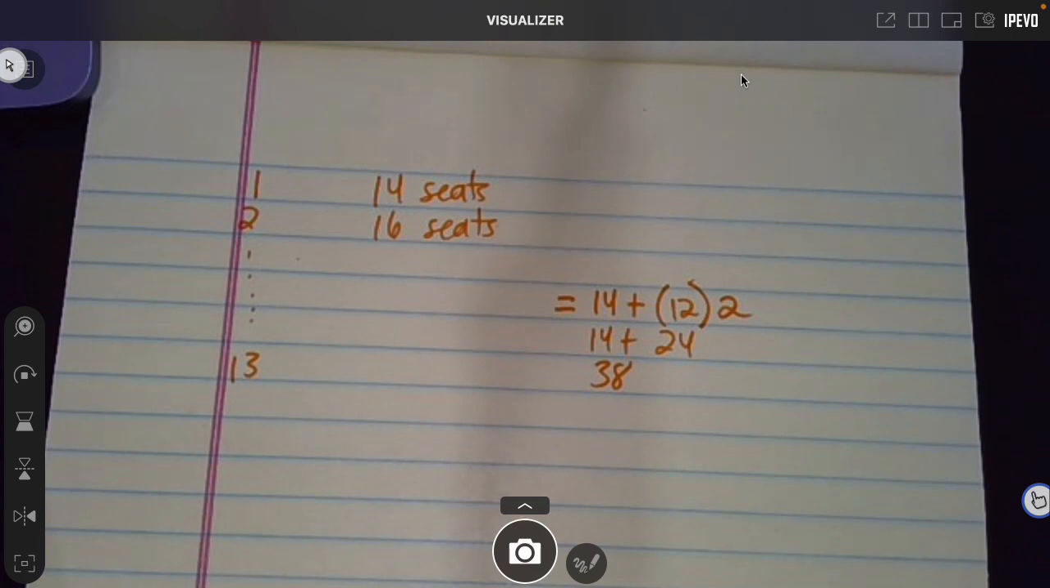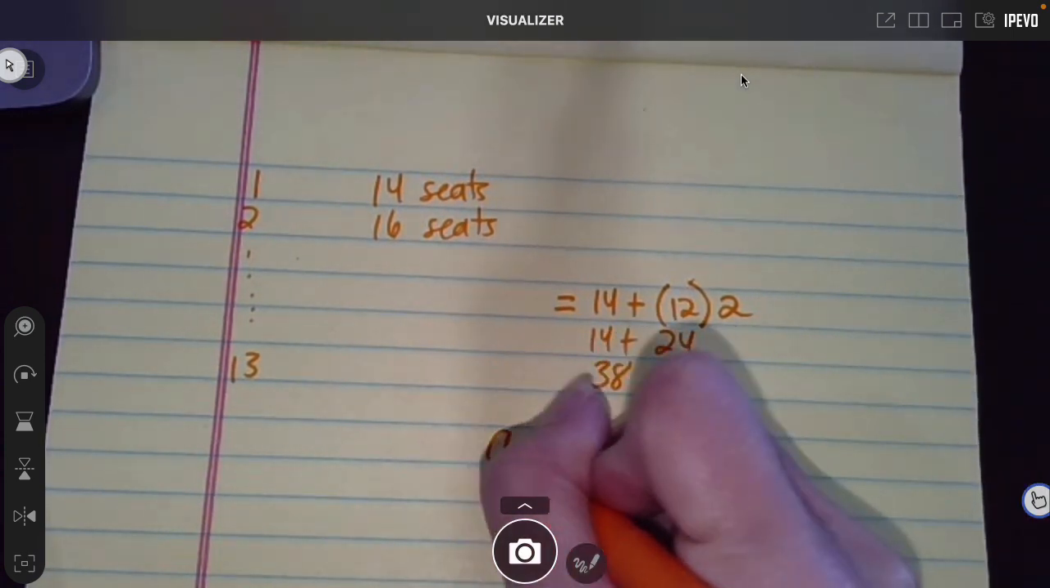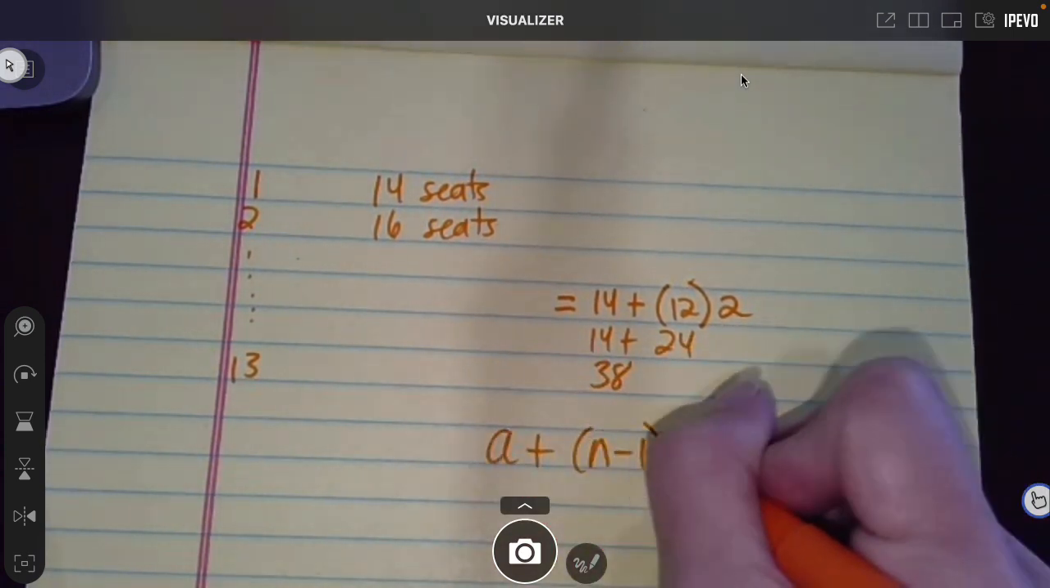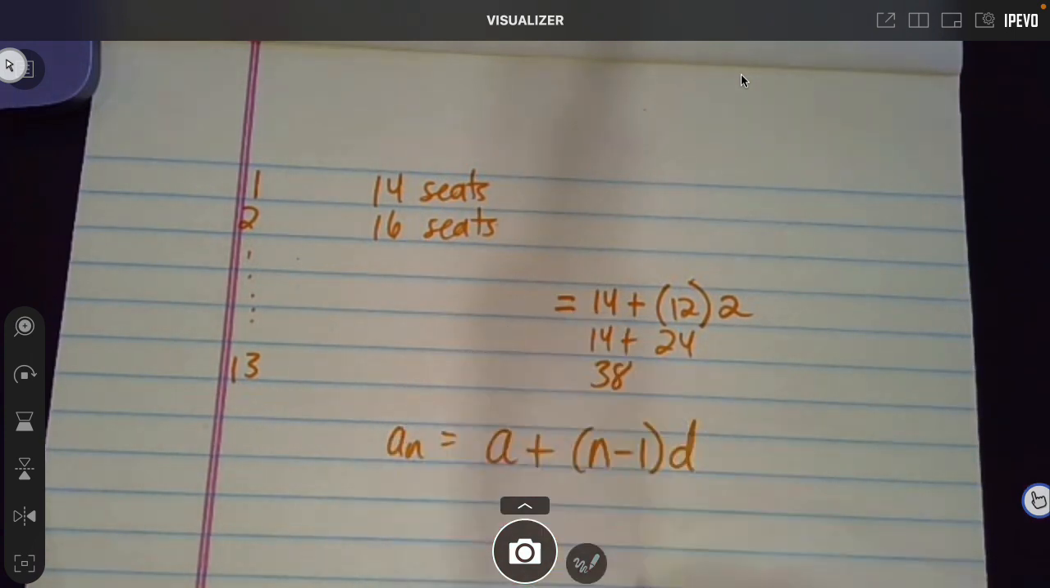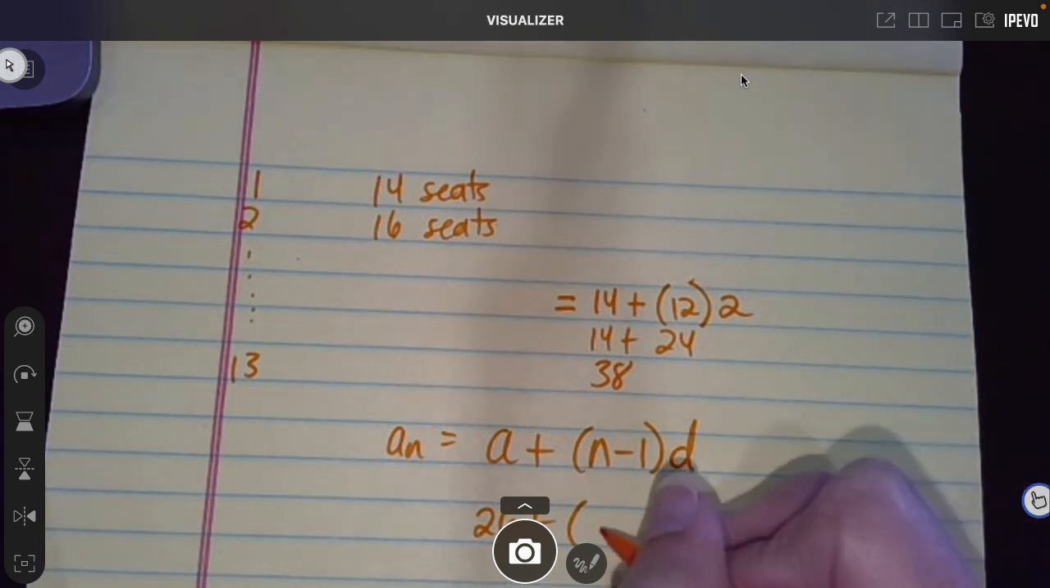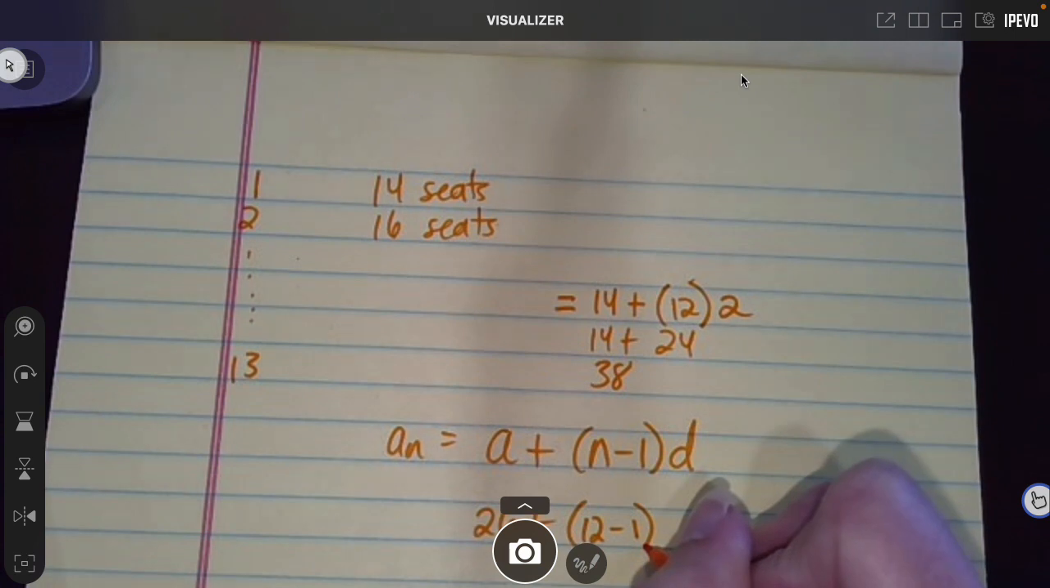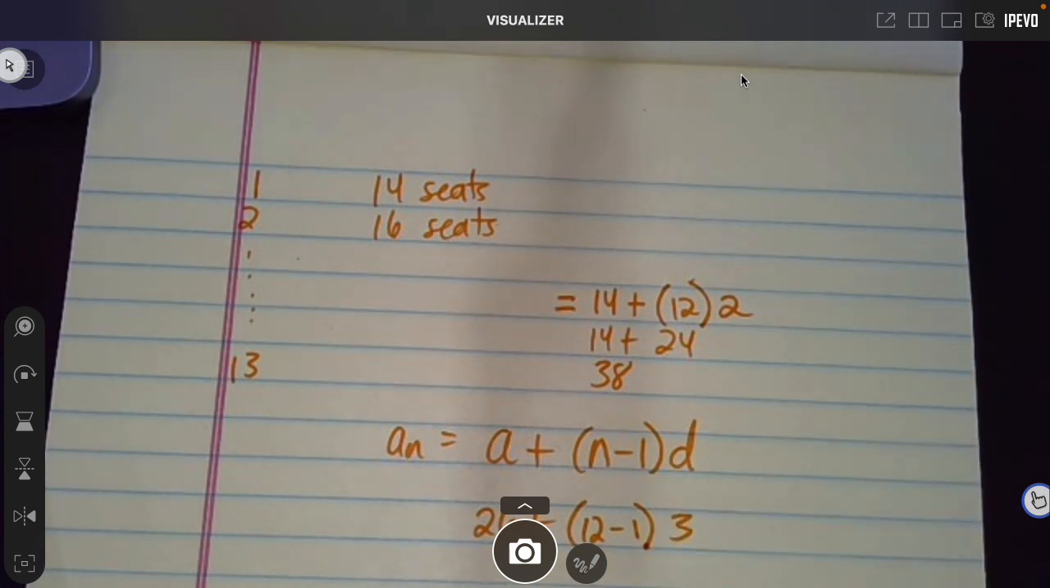Now you're going to plug in for n, because this is your formula: a plus n minus 1 times d. So it's going to be 26 plus, what are you looking for? The 12th day. So 12 minus 1 times your common difference. Okay, and so find your answer on that one. And that's pretty much everything for arithmetic sequences.